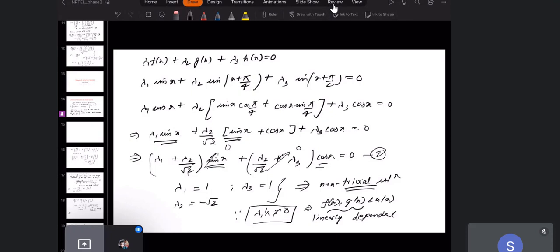Sir, yes, hello. Can you tell again why lambda 1 equals 1? I couldn't hear it. There was loud noise.